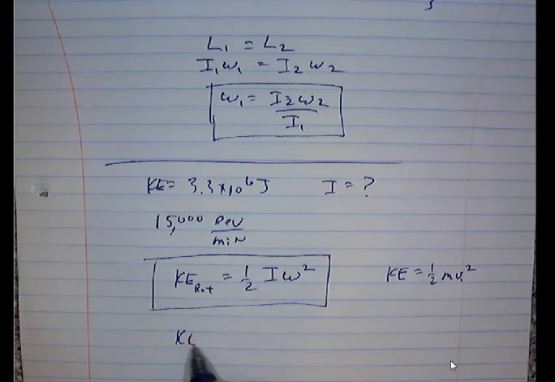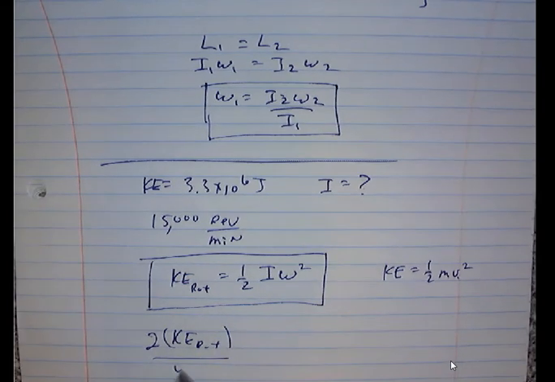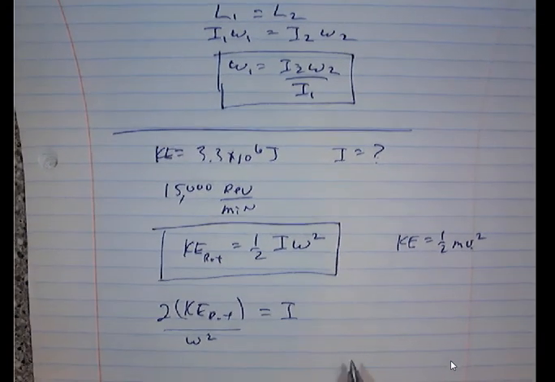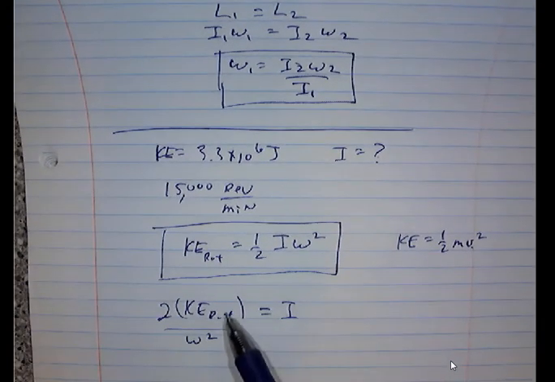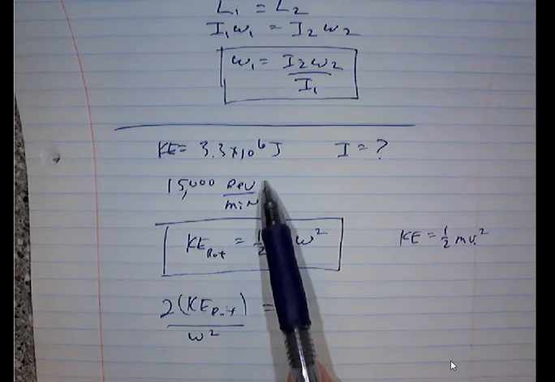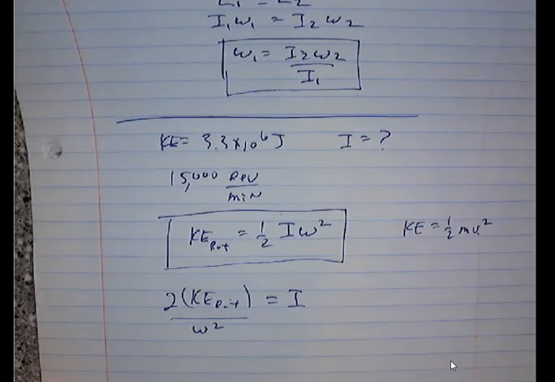Good, so the rotational kinetic energy times 2 divided by omega squared will give us I here. It's a little bit of algebra. And we were given the rotational kinetic energy. This is not quite omega yet. This is a frequency in revolutions per minute, and we've got to turn it into radians per second for it to be in SI units.